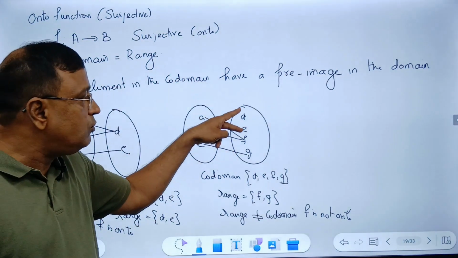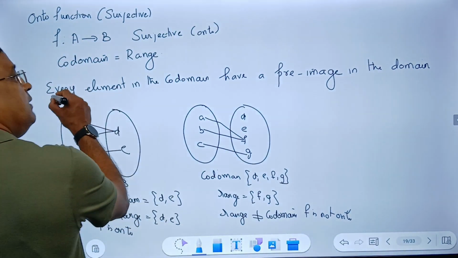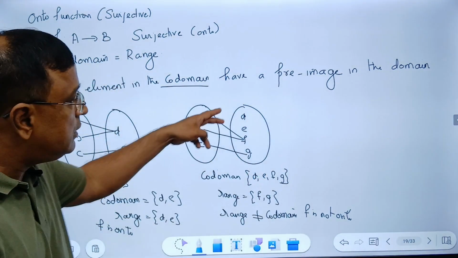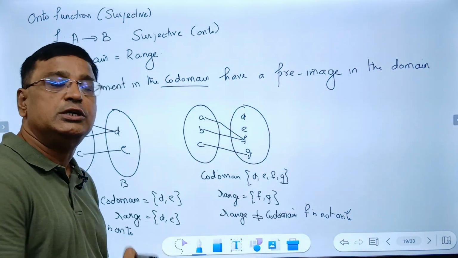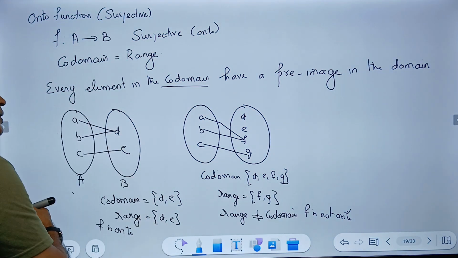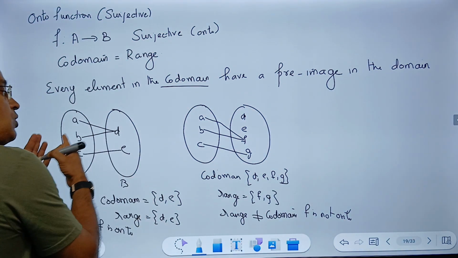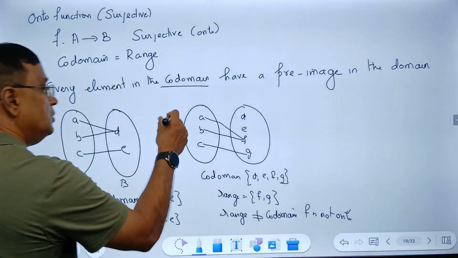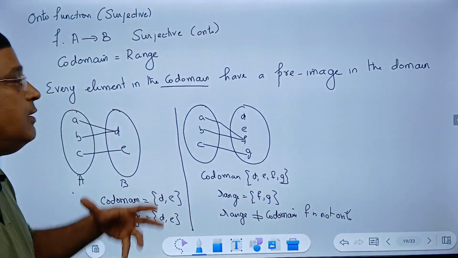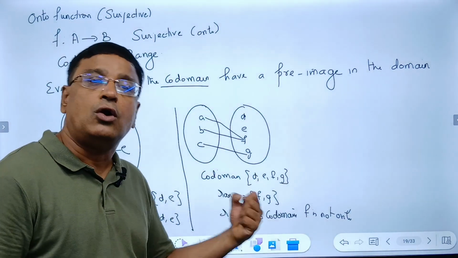If D and E do not have a pre-image, you see, every element in the codomain must have a pre-image. Here D and E do not have a pre-image. Therefore, this is not onto. This is one-to-one. So this is onto, whereas this is not onto. So always understand these two examples to make you understand whether the given function is onto or not.